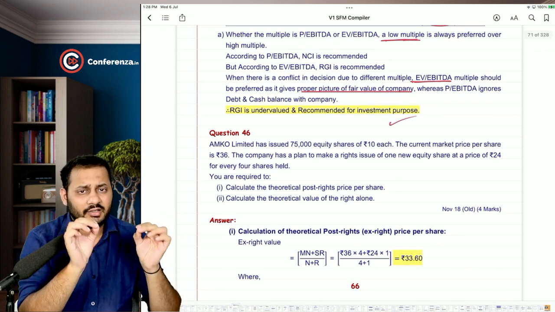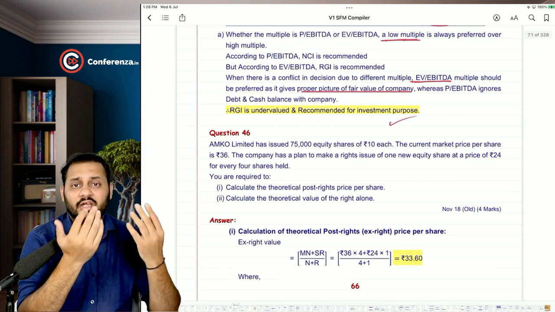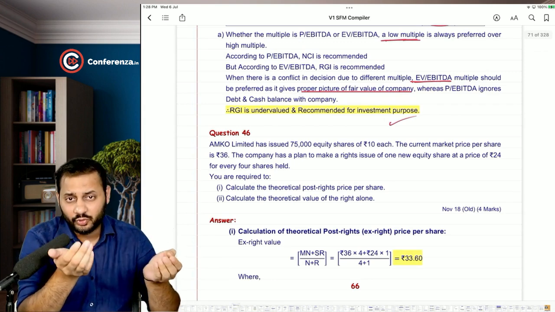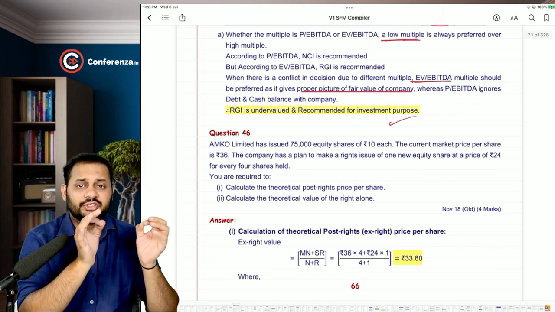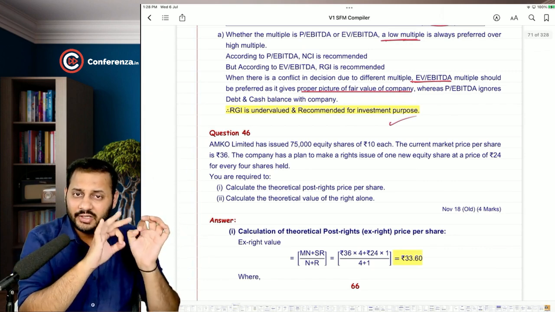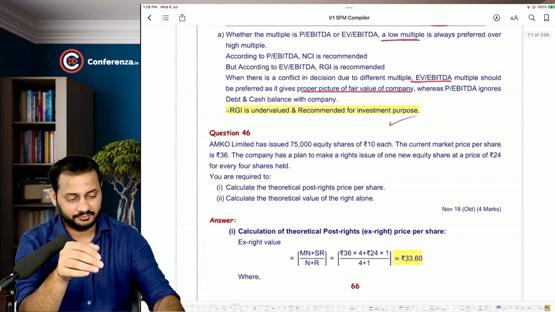The one liner for enterprise value is very simple. Market value of equity is not enough. It does not give you the true picture. It ignores debt and cash balance with the company. So the true picture is given by enterprise value. Hence, we should go with that. See you after the break.